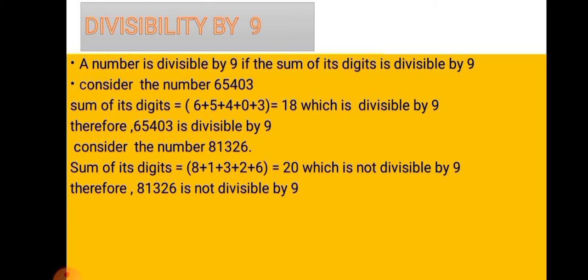Next, consider the number 81,326. The sum of its digits is 8 plus 1 plus 3 plus 2 plus 6. We get 20, right? Is 20 divisible by 9? No. So 20 is not divisible by 9. Therefore the given number is not divisible by 9.